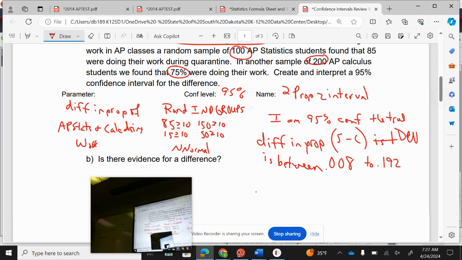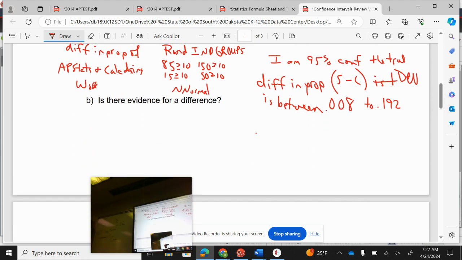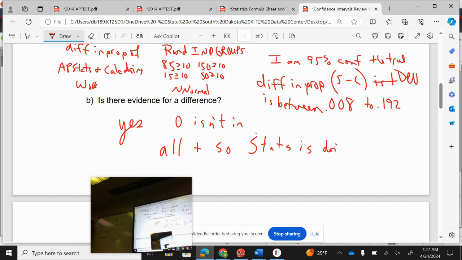Okay, so is there evidence of a difference based on that? Yes, because 0 isn't in the interval. So they can't be equal as a result. It's all positive. So that would say stats is doing a higher percent.